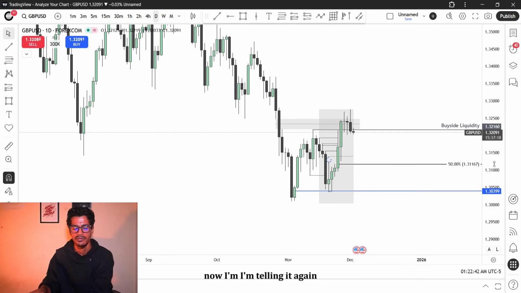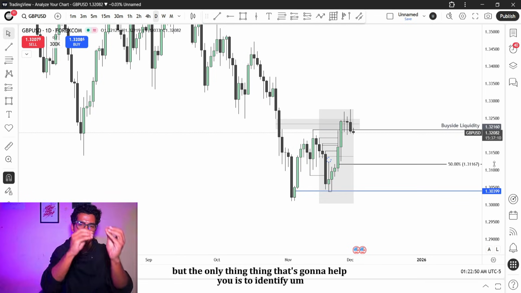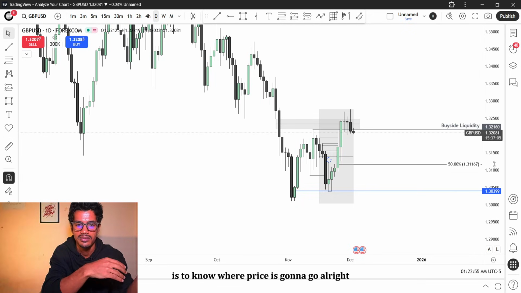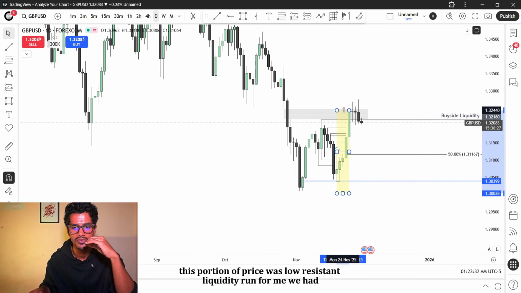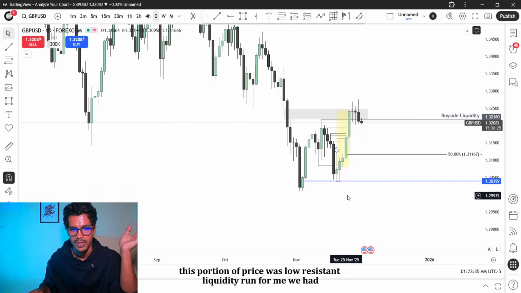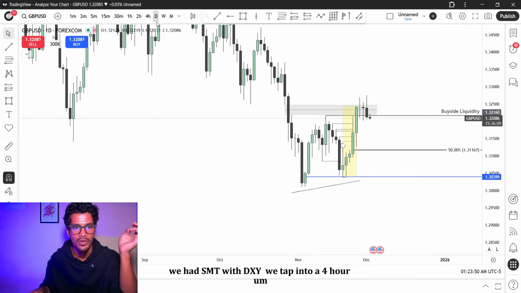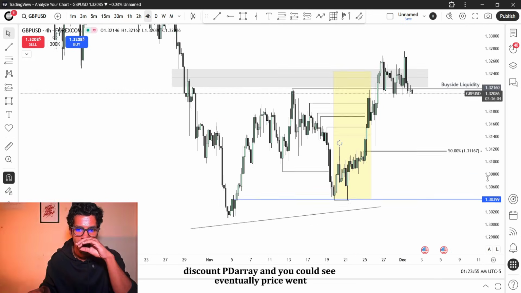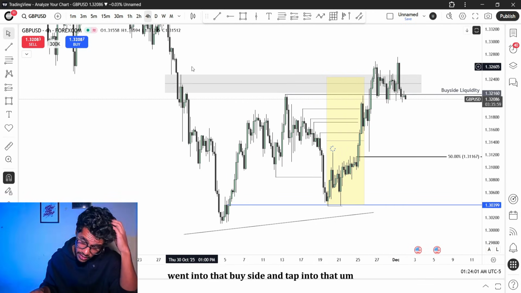All right. Now I'm telling you again, there are many differences between high risk and low risk liquidity runs, but the only thing that's going to help you is to know where price is going to go. So this portion of price right here was a low risk liquidity run for me. We had SMT to DXY, so we tapped into a 4-hour discount PDRA, and you could see eventually price went into that buy side and tapped into that premium PDRA.